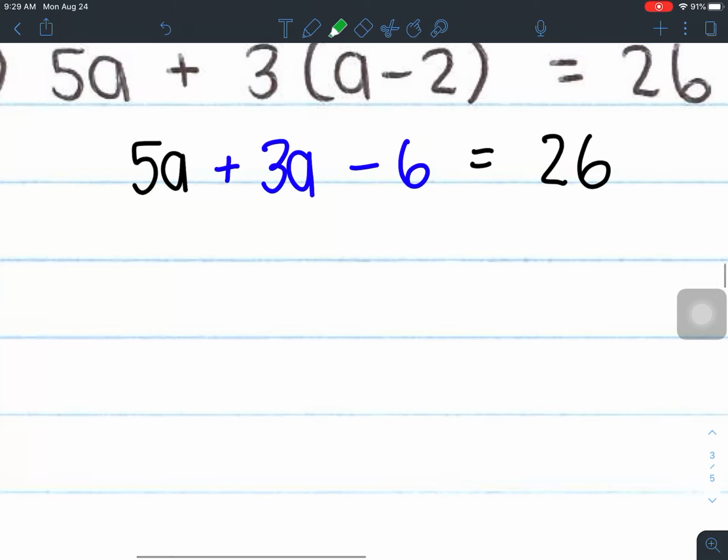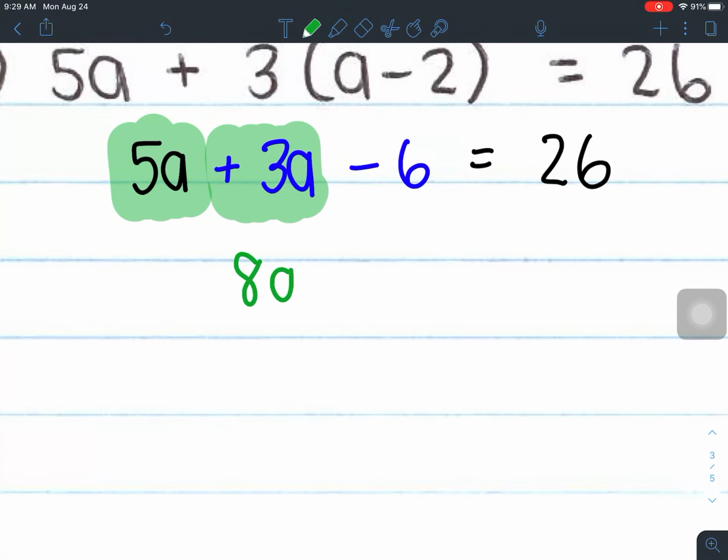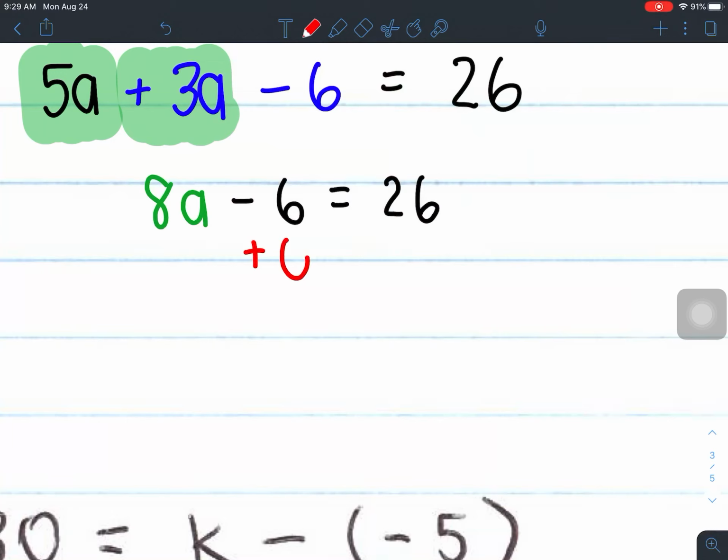with simplifying. Well, what do I notice? I notice I have like terms, so I want to go ahead and combine these. 5a plus 3a is 8a. Okay, now my next step here is I'm going to add 6 to both sides. I want to do the opposite. Because it's a minus 6, I'm going to do the opposite by adding it. Negative 6 plus 6 becomes 0, so they cancel. I have 8a equals 26 plus 6, which gives me 32.